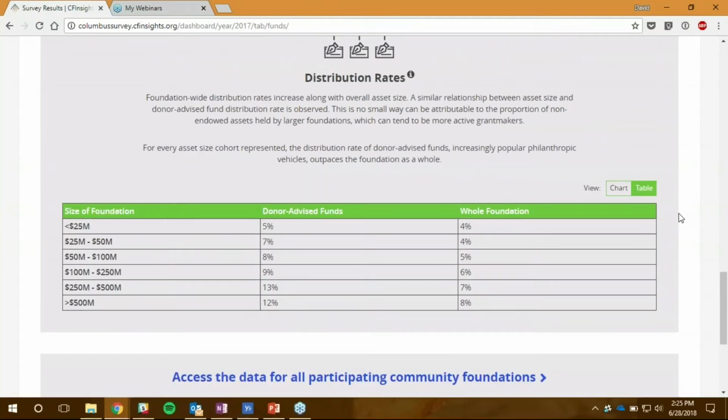Here's another opportunity for you to switch between the chart and the table as well. And one other thing I wanted to note about the largest community foundations: as you go up in asset size, you typically start to see foundations with more non-endowed assets, more pass-through assets that show a little bit more flexibility as grant-making vehicles. So that's why you would see, even for the entire foundation, some of these distribution rates start to go up a bit.